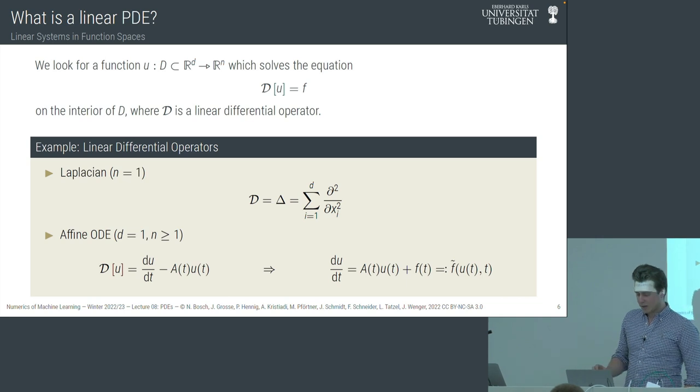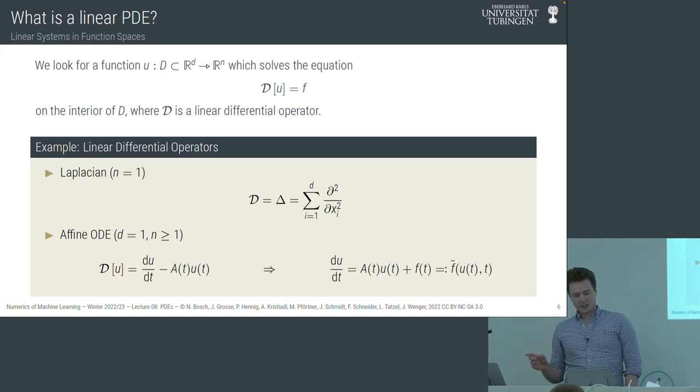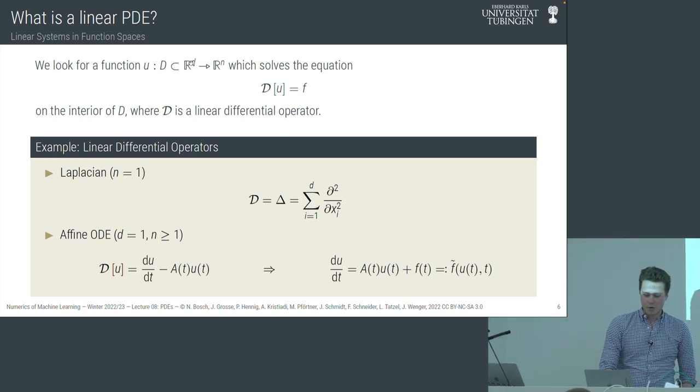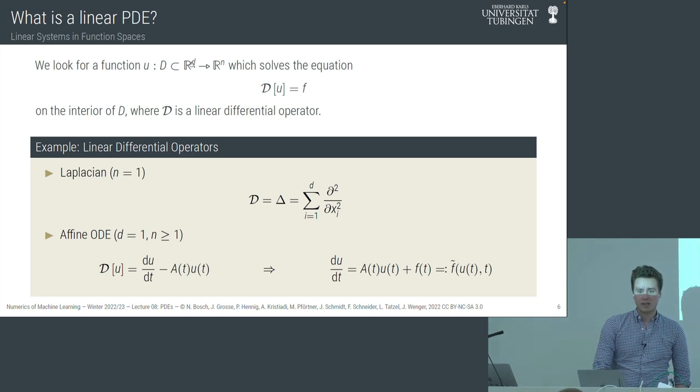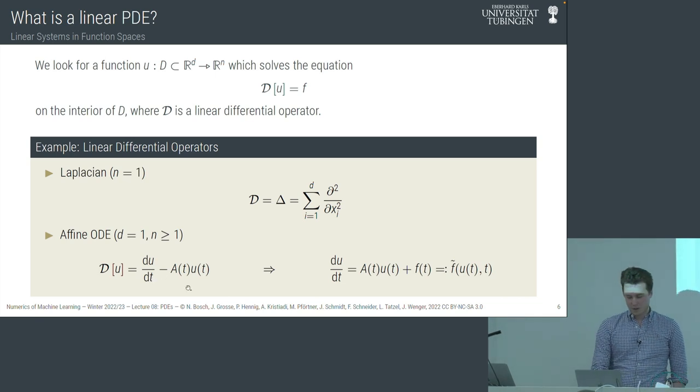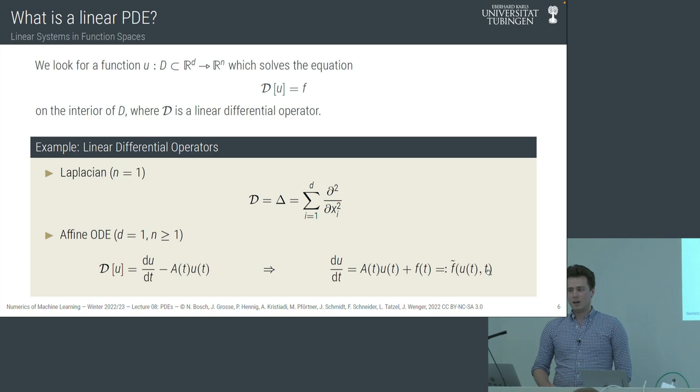And another example of a PDE, actually a linear PDE, is an affine ODE. In the case where we only have one input variable instead of D input variables to our function, we can construct this differential operator here, which consists of just the one derivative that we can build with this function, and another linear term here. Then, if you rearrange terms in the equation, this just gives you the vector field of an affine ODE.